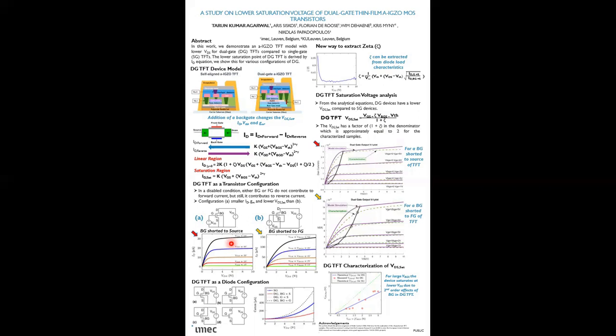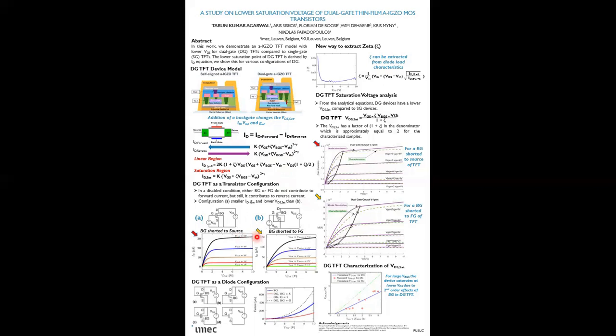One of the important aspects of the dual gate devices is that if one gate is disabled, the disabled gate still contributes to reverse current, even though it doesn't contribute to forward current. Due to this increase in the reverse current of the dual gate devices, the dual gate devices saturate earlier as compared to single gate devices.